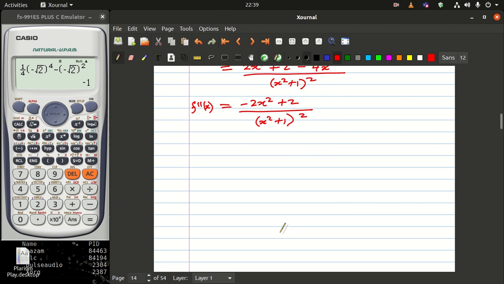Once you have the second derivative equal to this, now we start to set it equal to 0. So we have minus 2x squared plus 2 all over x squared plus 1 squared. We want this to be equal to 0. When is this thing going to be equal to 0? Remember that if the denominator is equal to 0, this whole thing is going to be undefined.